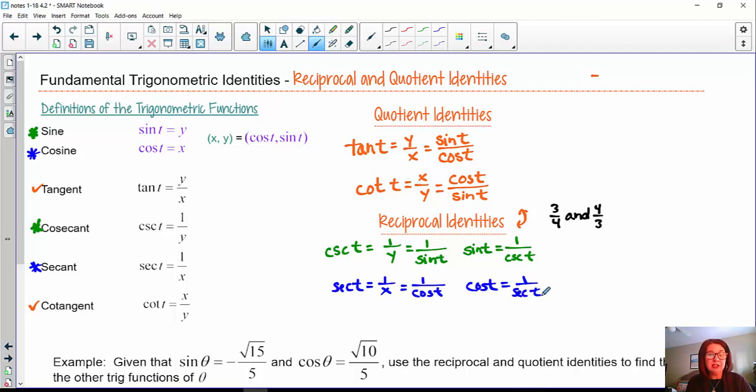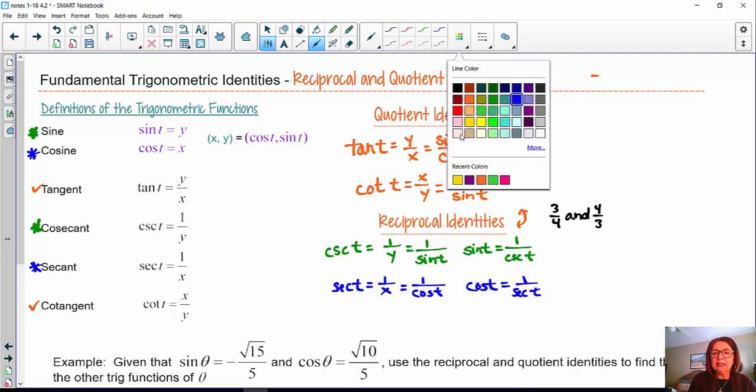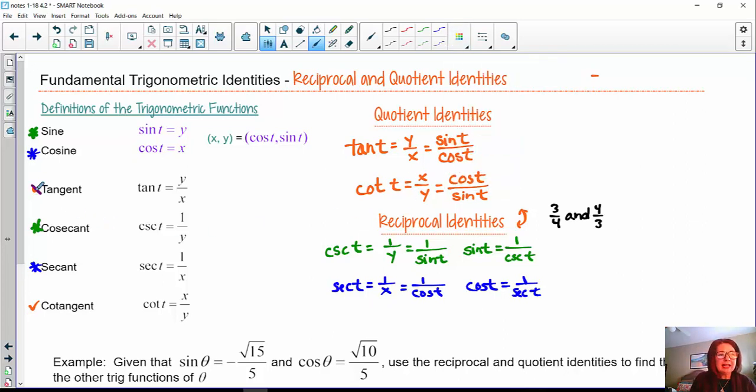They are reciprocals of each other. And last in our list here, we've got the tangent and the cotangent. The cotangent of t is equal to x over y, which we already talked about as cosine over sine, the reciprocal of the tangent of t. Similarly, the tangent of t is the reciprocal of the cotangent of t. So we've got some quotient identities and we've got some reciprocal identities.